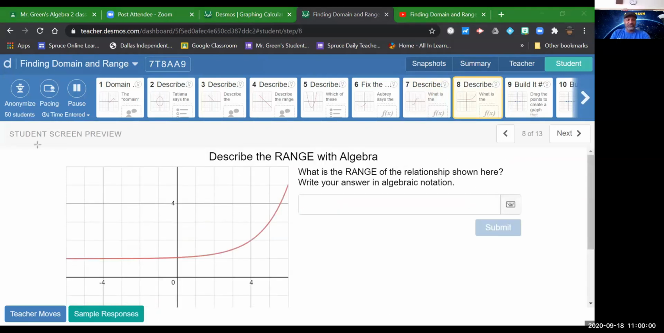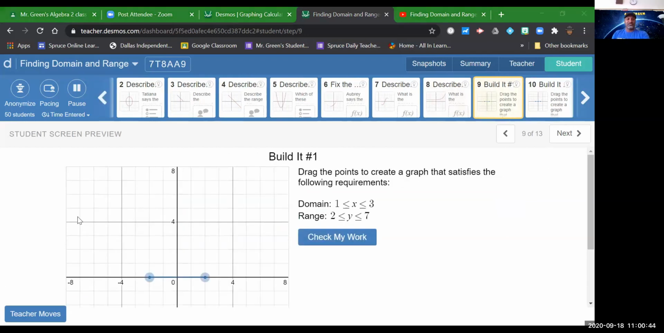On the range here, it goes up forever. The range is y greater than or equal to, where did we start? It looks like we started at 1. That's the range of the graph. Okay, let's build it. The domain needs to be between 1 and 3, so I'm going to 1 and 3.